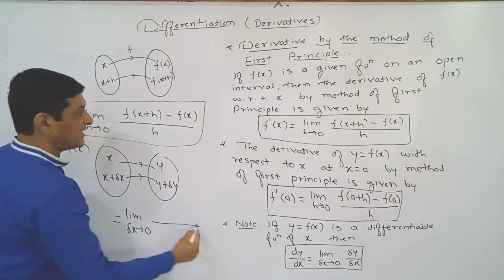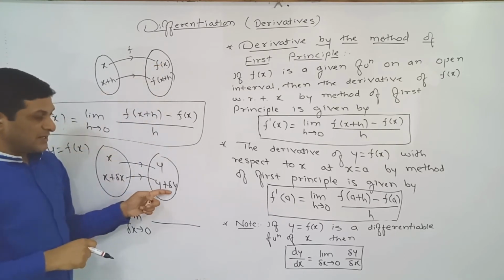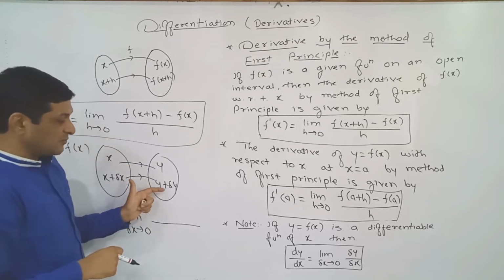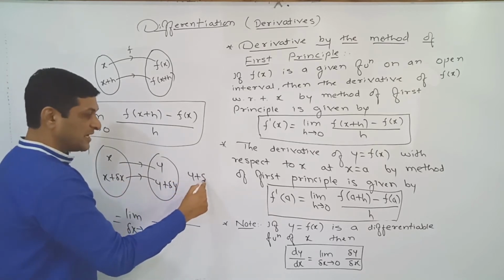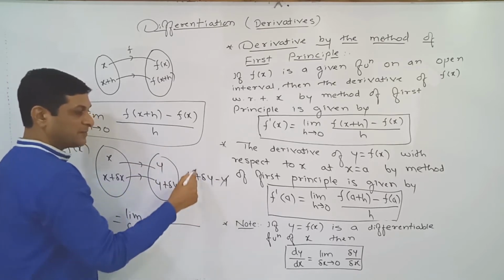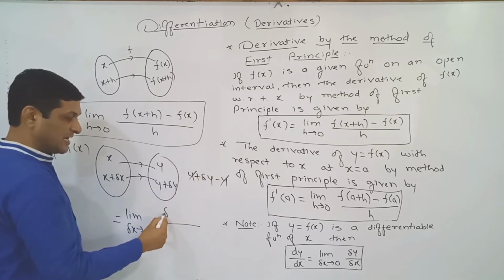So in the numerator, our definition says to take this difference. Now we are taking the difference of these two values. If we take the difference of these two values, what will we get? y plus delta y, from this value we are subtracting y. So minus y and plus y will cancel. So the difference is equal to delta y.